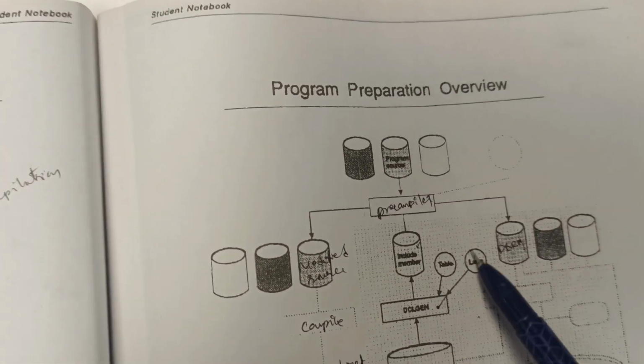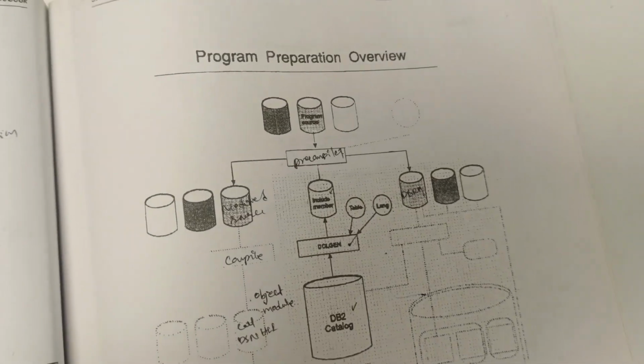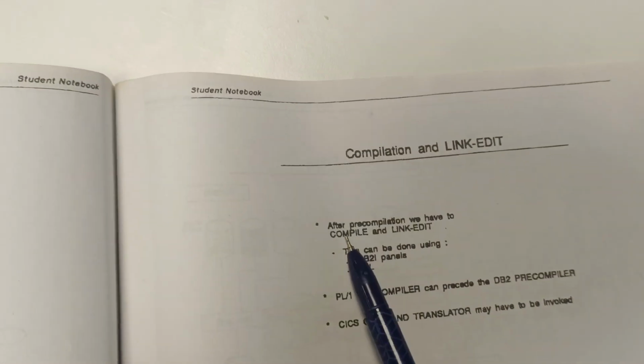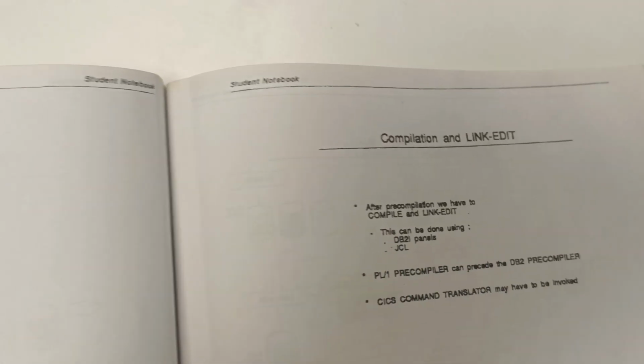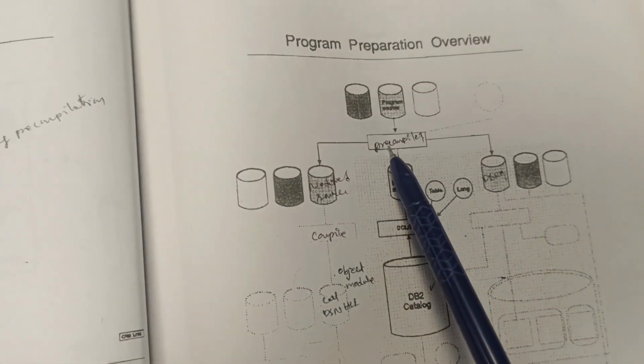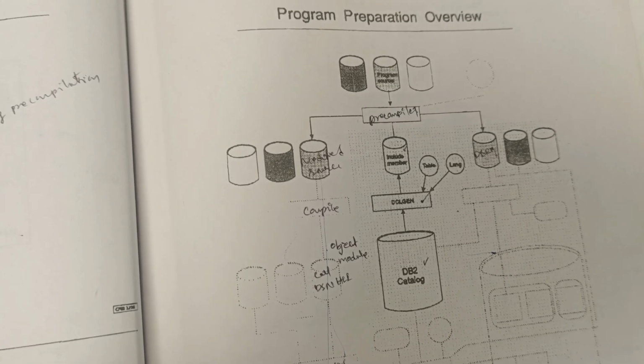After the DBRM has been created, next we come to the left side, compile. What will the compiler do? After pre-compilation we have to compile and link edit. Now I am going to cover these steps in the pre-compiler. After the pre-compiler we are going to compile and link edit. This is the left side process.